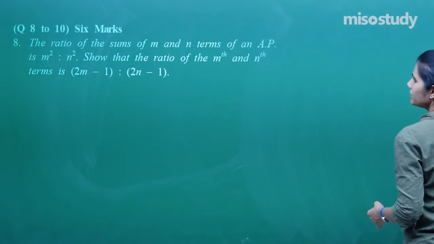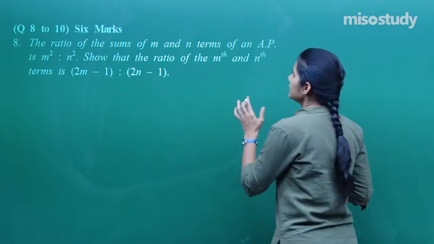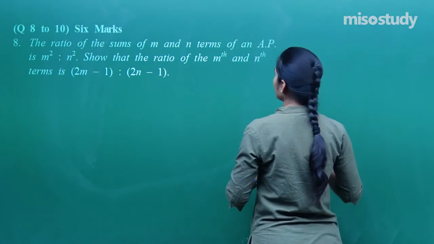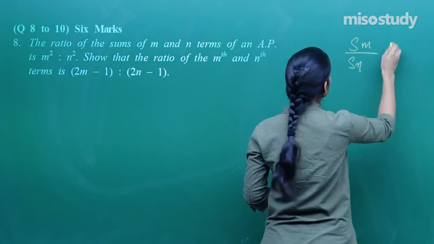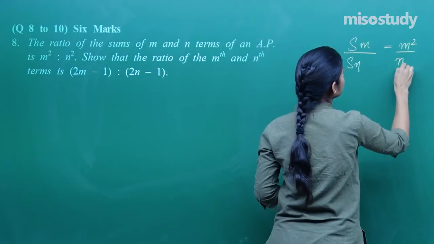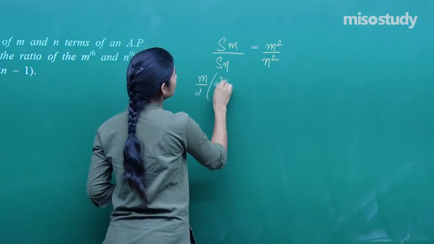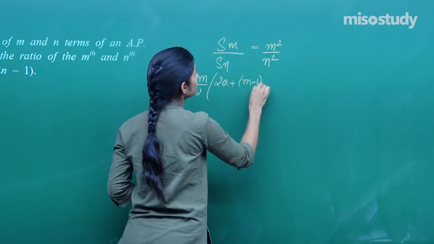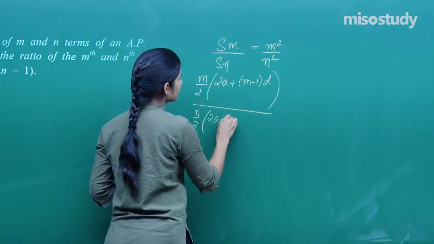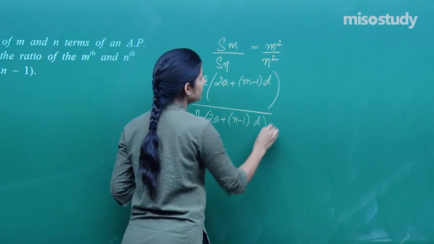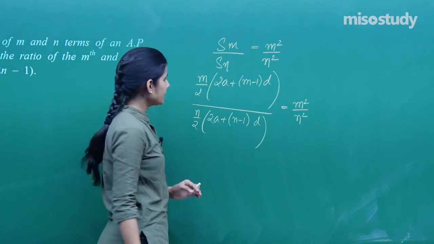Show that the ratio of the mth and the nth terms is this. Let's begin. Sum up to m and sum up to n terms of an AP. Ratio is m square by n square. That means m by 2, 2a plus m minus 1 into d upon n by 2, 2a plus n minus 1 into d. This is m square by n square, right?